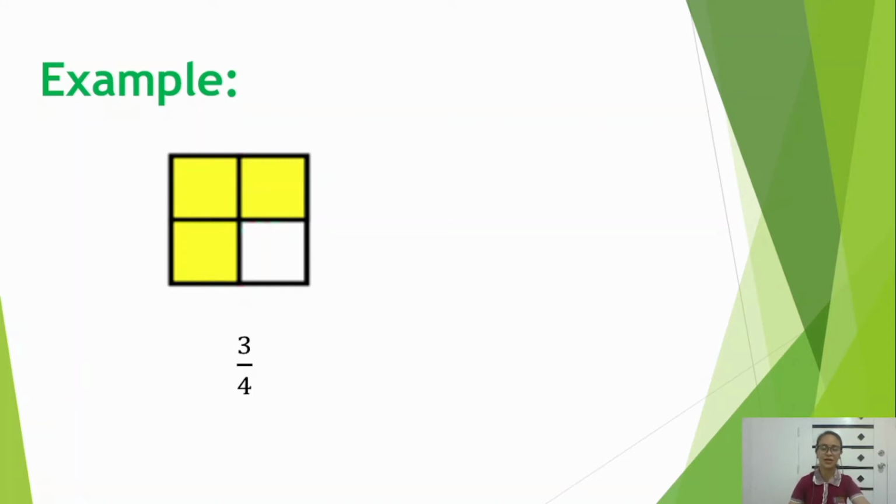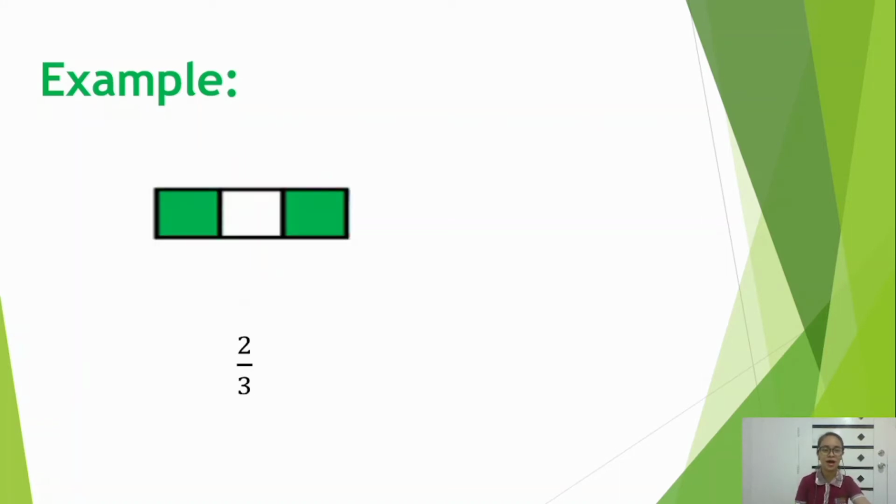Let us have another example. Now, it is a rectangle. The rectangle has 3 equal parts. So, 1, 2, 3. So, the denominator is 3. And the shaded regions are 1, 2. The green shaded region. So, our numerator is 2. So, the shaded region has a fraction of 2/3. Then, 2 out of 3 is the shaded region here.